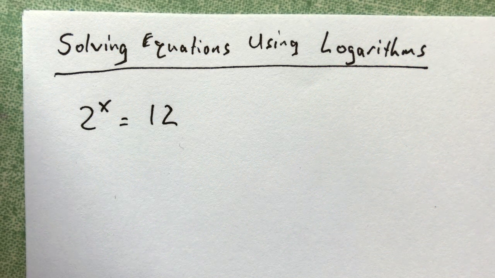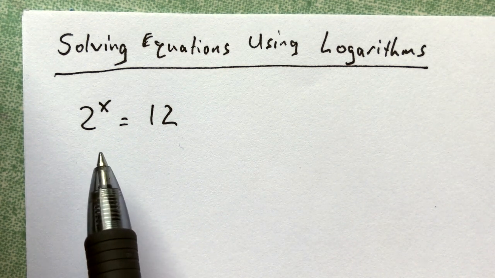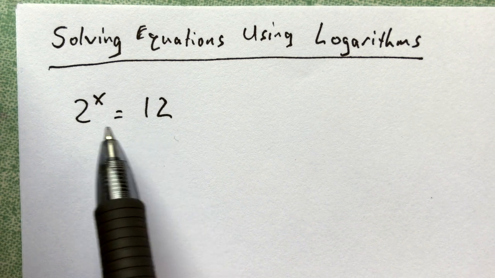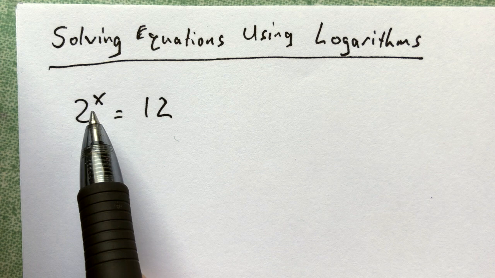In this video, we're going to solve equations using logarithms. So I've written an equation already. I've got 2 to the x equals 12. When you first encounter this, your first instinct might be to say, well, 12 divided by 2 is 6, so x is 6.